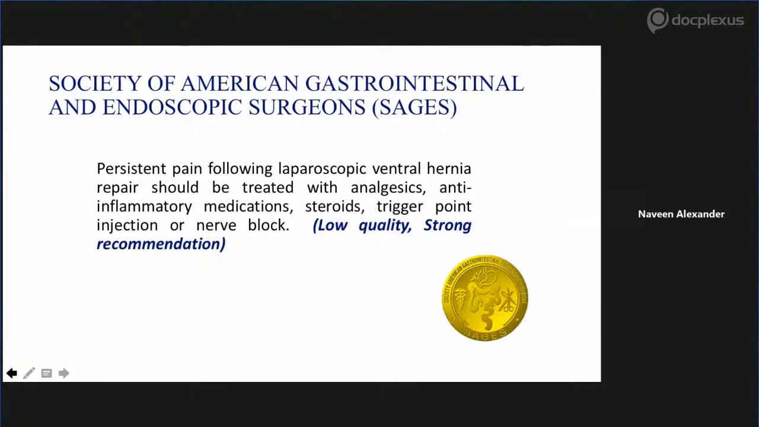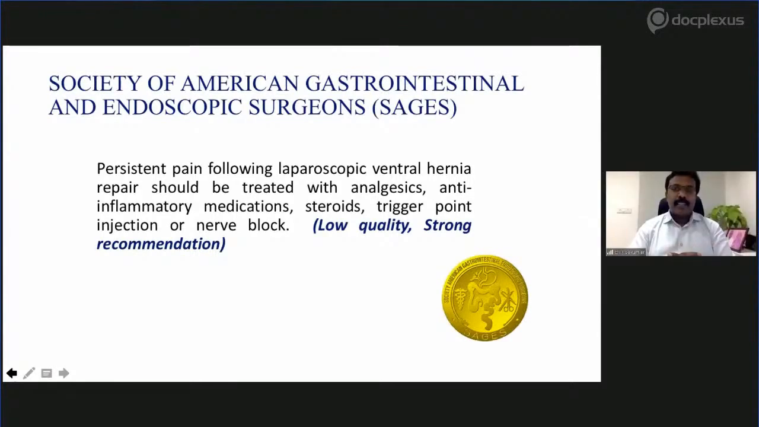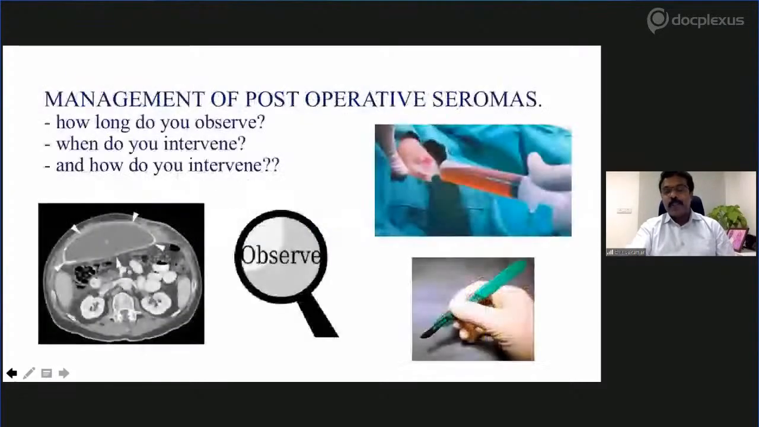Yes, sir. As per the guidelines, persistent pain following laparoscopic ventral hernia repair should be treated with analgesics, anti-inflammatory medication, steroids, trigger point injection, or nerve block. Otherwise, you have to go for removal of your tacks or sutures.